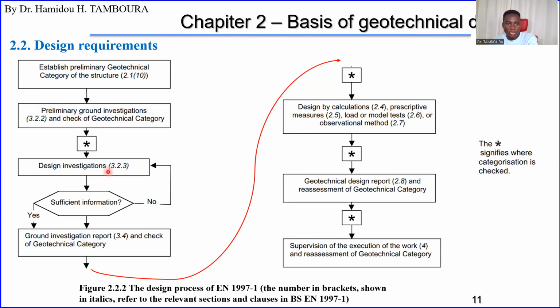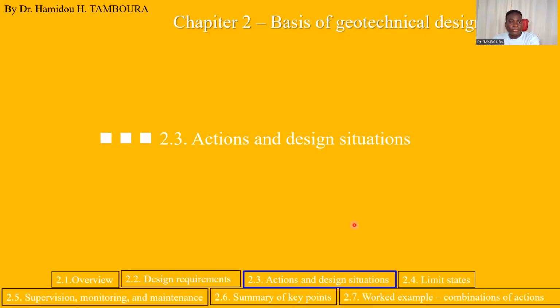Okay, and you do these steps again. After that, you check the category: category number 1, category number 2, or category number 3. Here also you check, here as well, you check the category of your structure. Okay, let's go to action now.